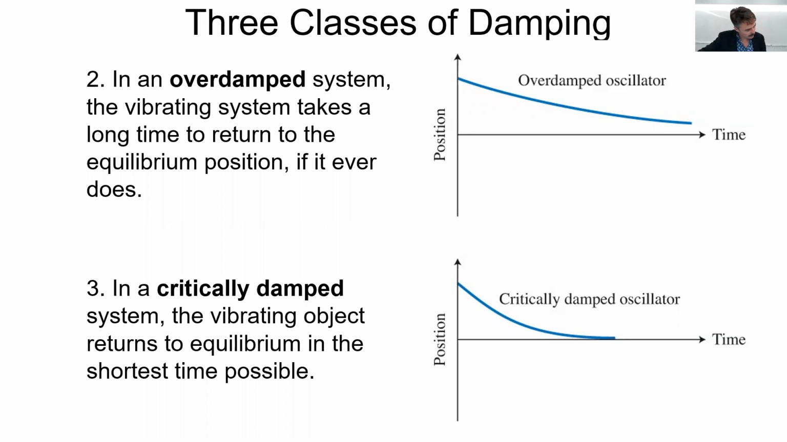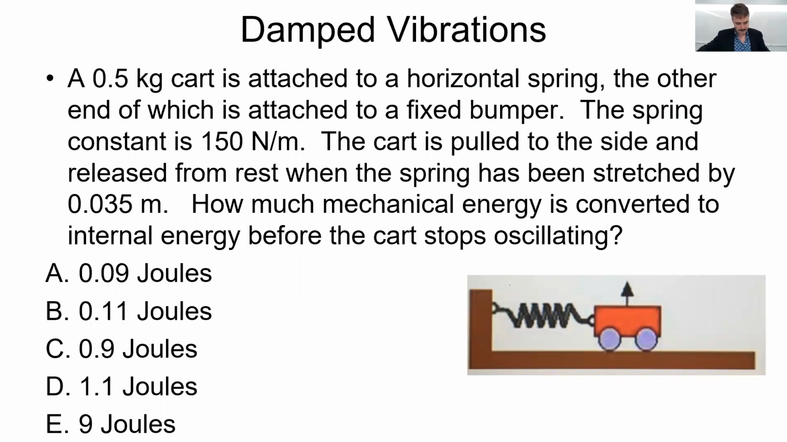I do have a poll about this. Let's see what you think about this one. It's the kind of question you might get asked tomorrow. The question is, what can you ask about damped harmonic motion on a midterm? Let's say you have a 0.5 kilogram cart attached to a horizontal spring, the other end of which is attached to a fixed bumper, like a wall. The spring constant is k equals 150. The cart is pulled to the side and released from rest when the spring has been stretched by 0.035 meters. How much mechanical energy is converted to internal energy before the cart stops oscillating?